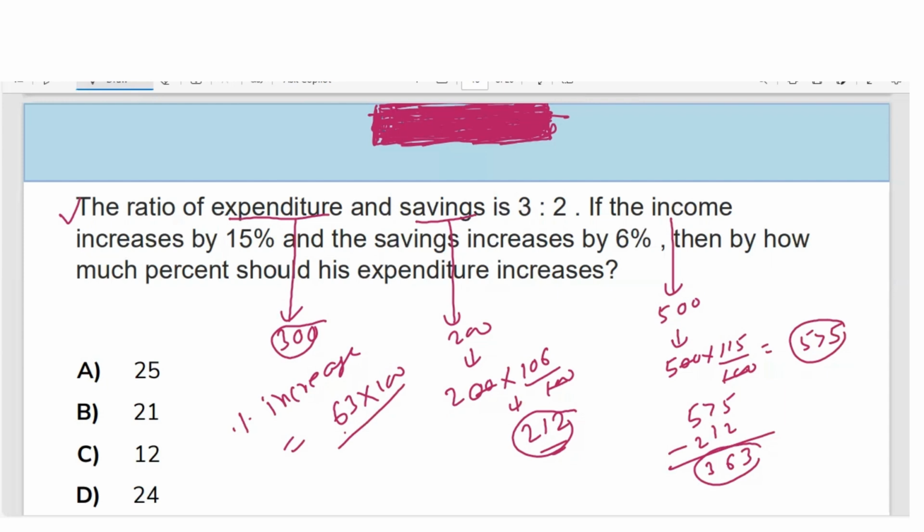Here we are finding how much percent the expenditure increased. Previously 300 and now 363. So how much increase? 63. We are comparing with the original, so 63 into 100 divided by the original 300. This cancels out and you get 21. So 21% is our right answer. With the help of this simple concept, you can solve any question of this type where simple percentages and ratios are given, and you will get it very easily.